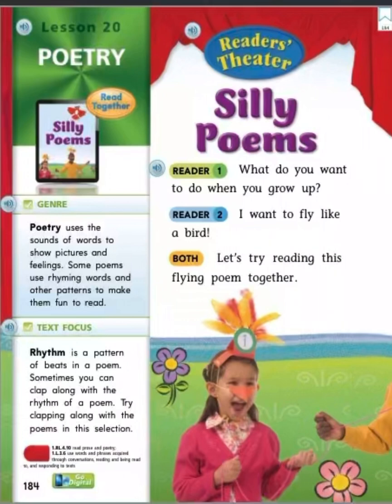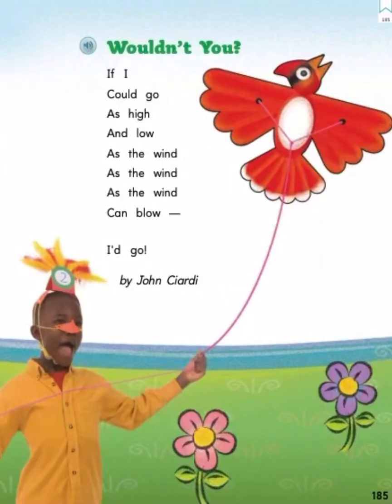Reader's Theater. Silly Poems. Reader 1: What do you want to do when you grow up? Reader 2: I want to fly like a bird. Both: Let's read this flying poem together. Wouldn't you? If I could go as high and low as the wind can blow, I'd go. By John Ciardi.